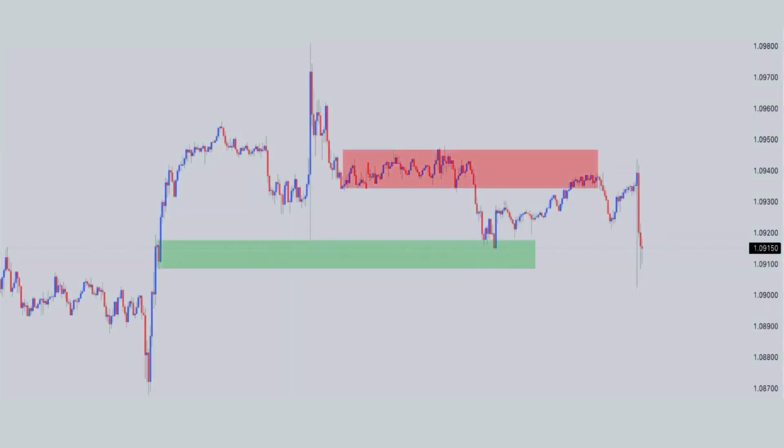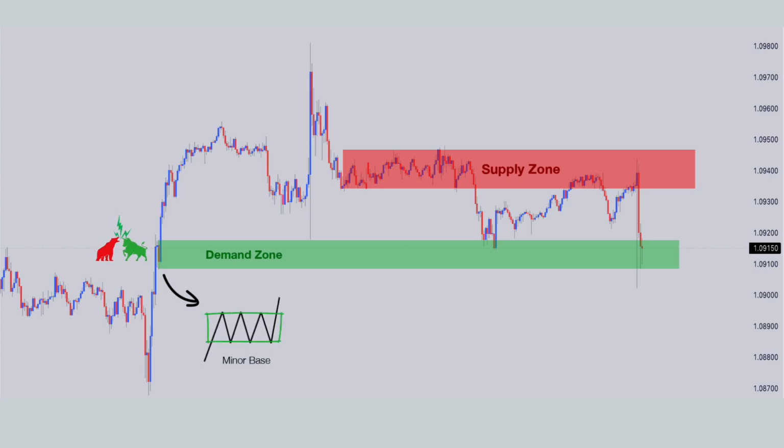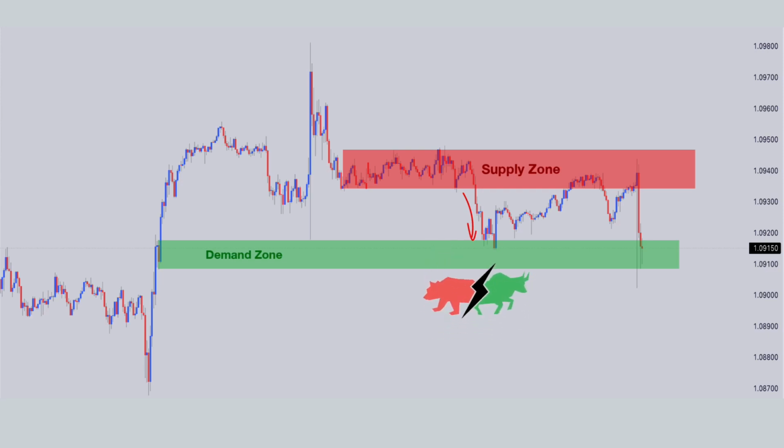Supply and demand zones are essentially battlegrounds between buyers and sellers. For example, when price forms a base after a drop, it's like buyers waiting in ambush. They step in, fight off the sellers, and push the price back up. That base becomes the demand zone. Similarly, when price rallies, forms a base, and then drops, that base is the supply zone, where sellers overpowered the buyers.